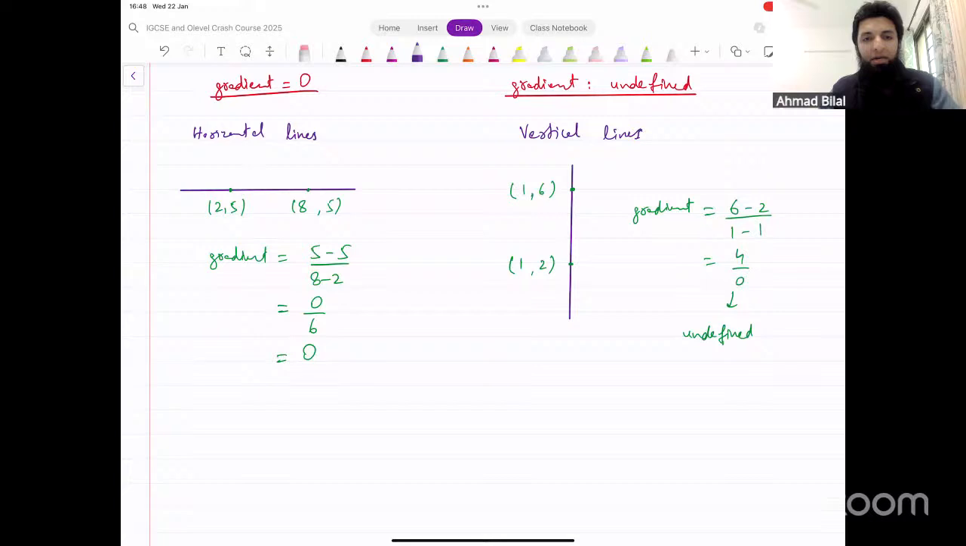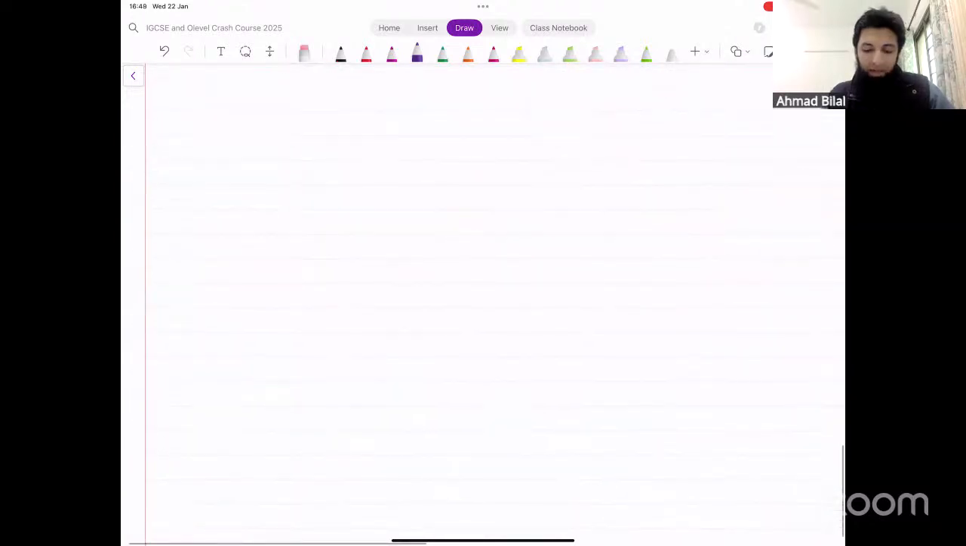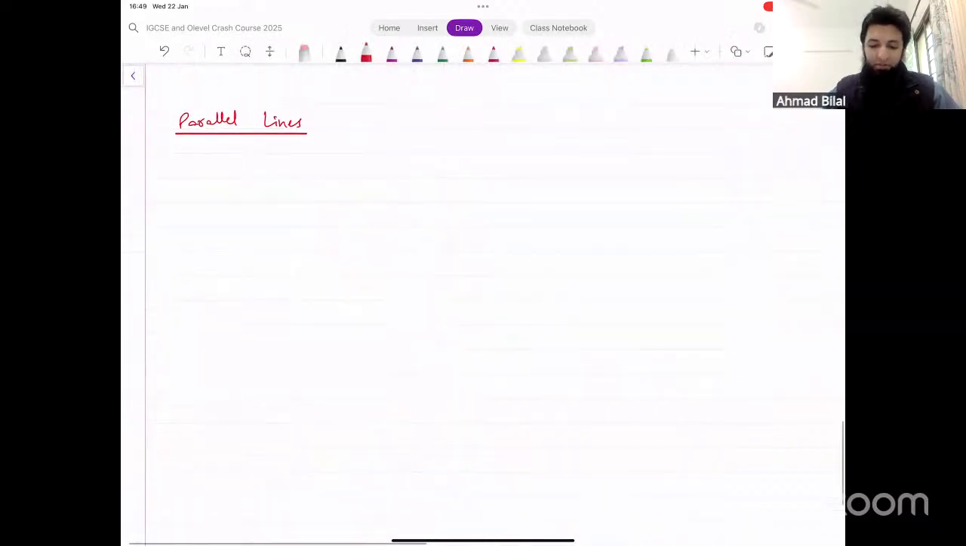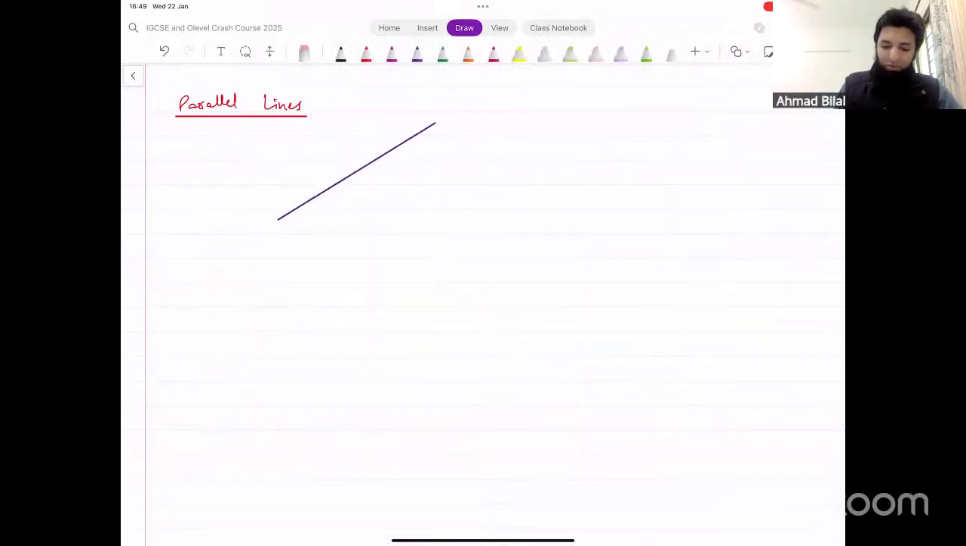Okay, all right. So we talked about all of these different gradients that are possible. Now, about gradients, there's another thing that you need to know about, and that is what happens when you have two parallel lines, when you have two perpendicular lines. What do their gradients look like? Let's start with parallel lines first of all. So let's say you have two lines that are parallel to each other. Now, what are parallel lines? Parallel lines are lines that have the same direction. Okay. So you have a line like this, and you have another line that is in the same direction. These two lines are parallel.